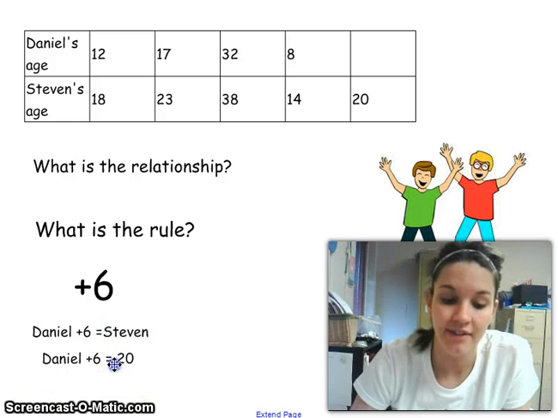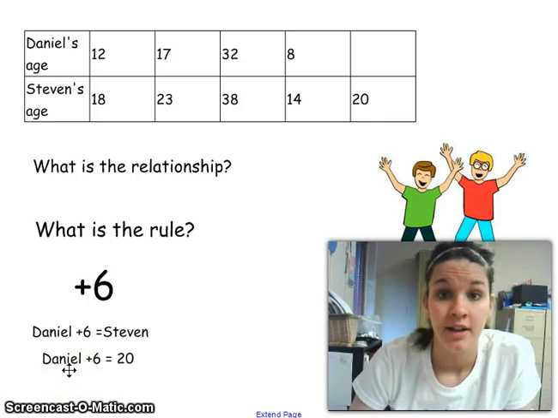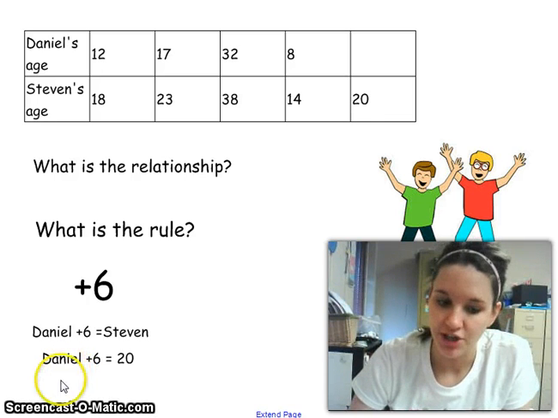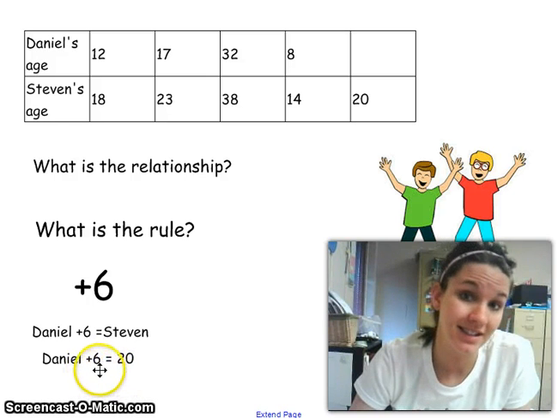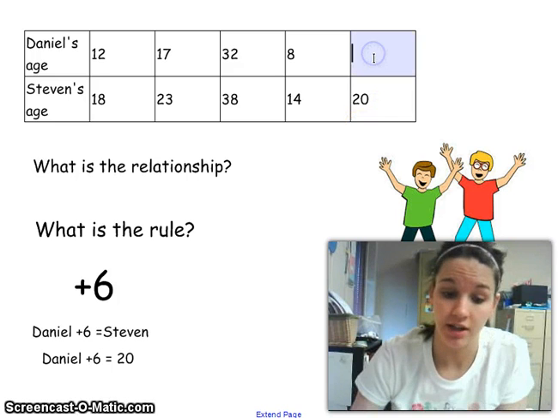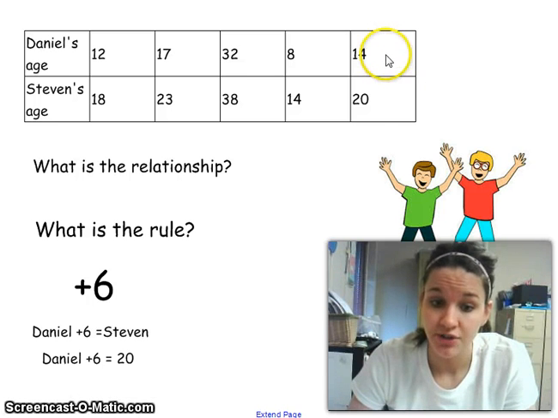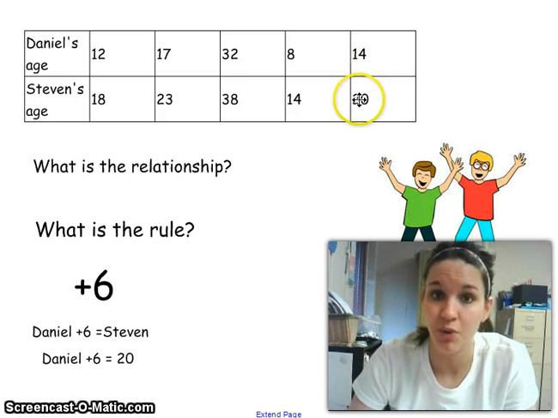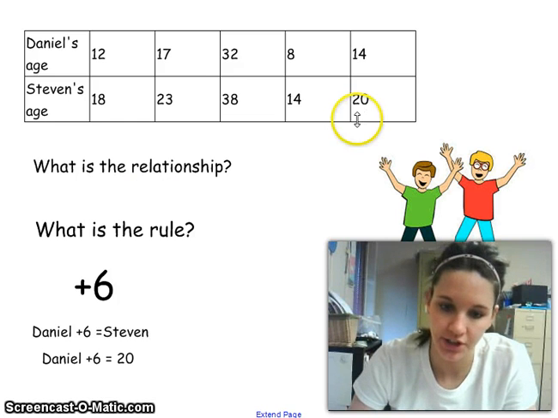So because I have this, I can fill in this blank for Daniel because I know my addition subtraction facts. So if something plus 6 is 20, well, I know I can do 20 minus 6 because addition and subtraction are opposites. 20 minus 6 is 14. And that should work. Daniel's age plus 6 gives me 20. And now my table has that consistent mathematical relationship: every single time I'm adding 6. Okay, let's look at another one.